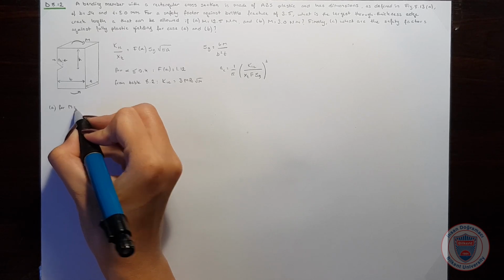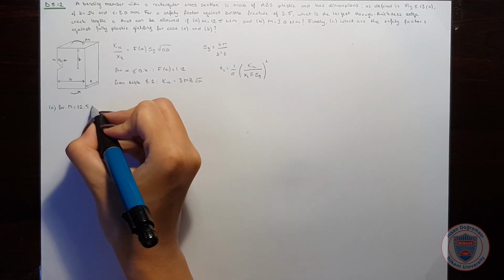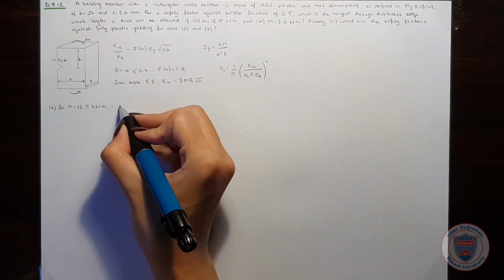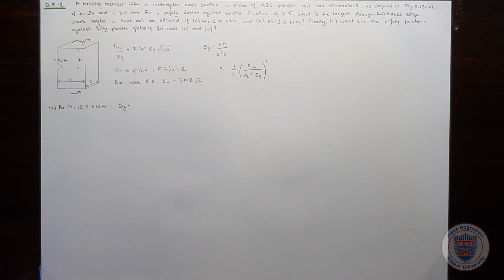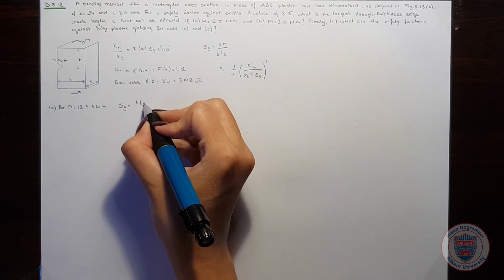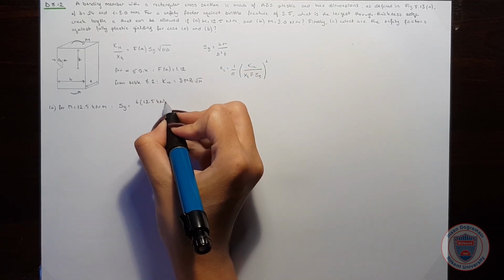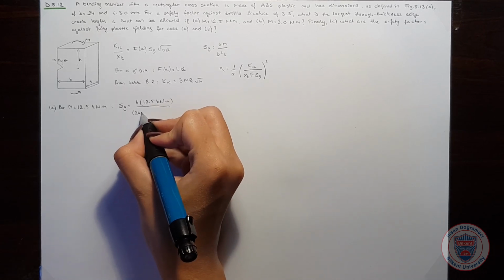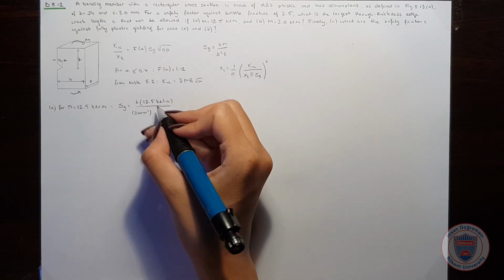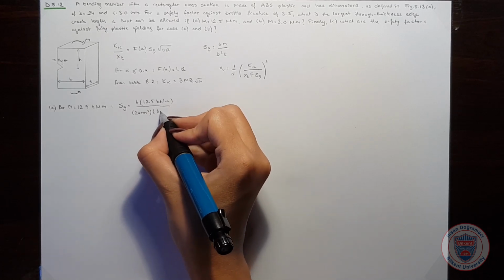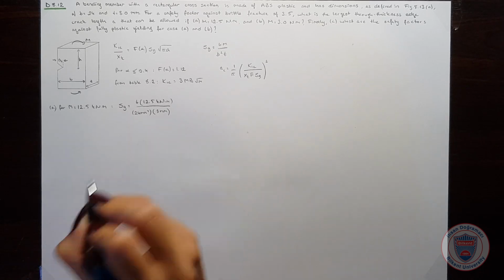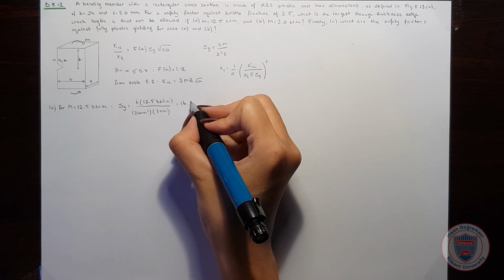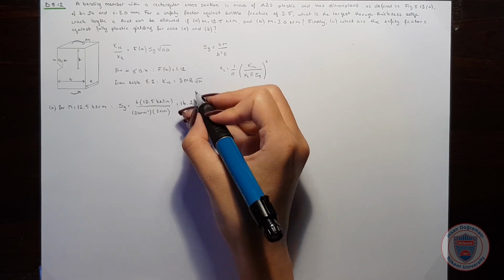For M equal to 12.5 Newton meters, S gross will be 6 times 12.5 Newton meters over 24 millimeters squared over 8 millimeters, and this will be 16.276 MPa.